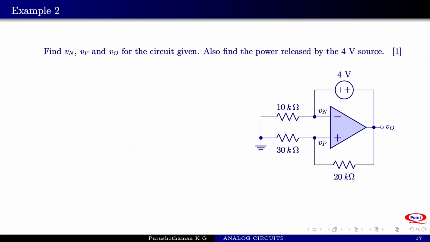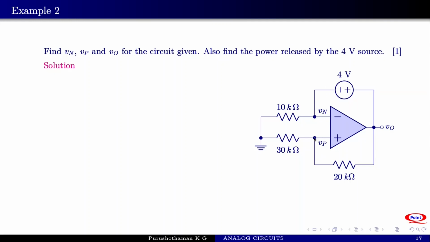Consider another example. A circuit is given. Find Vn, Vp and Vo for the circuit. Also find the power released by the 4 volt source. This is taken from reference 1. Here, a 4 volt source is in the feedback path. Negative feedback is provided through a 4 volt source. There is also a positive feedback connected here.